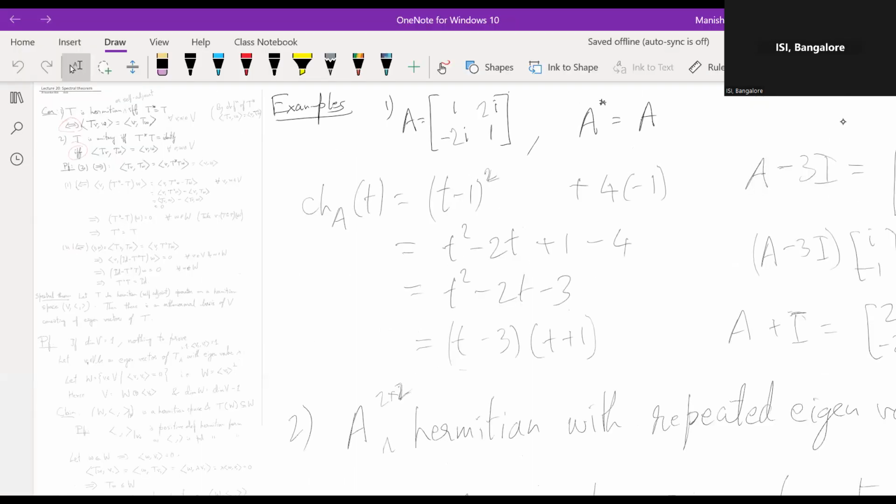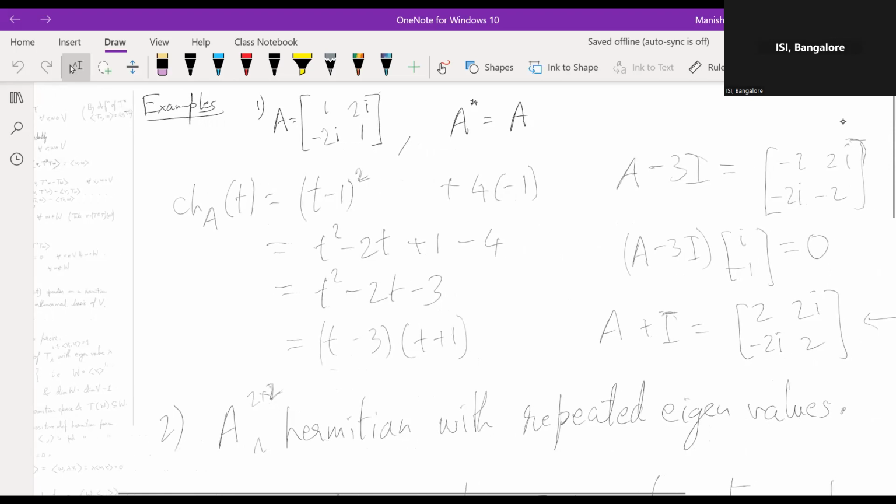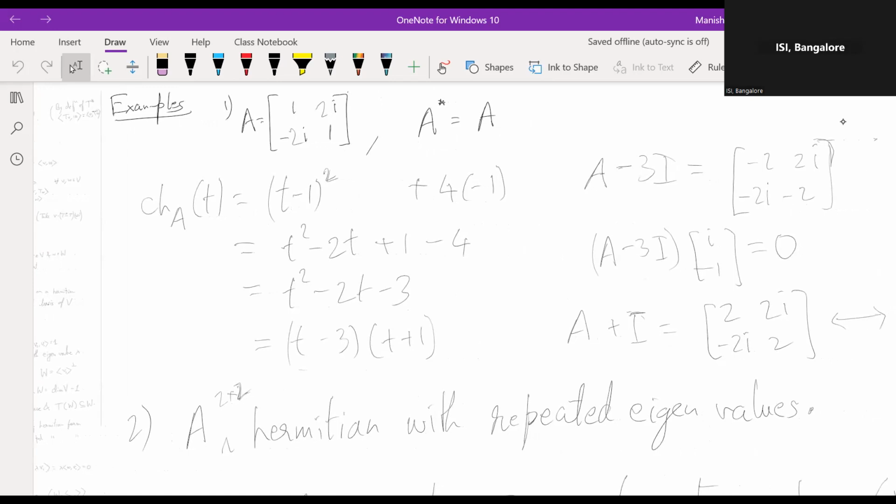Okay. Yeah, so you get that the eigenvalues are 3 and minus 1. And then once you know the eigenvalue, it's easier to figure out the eigenvector. So if the eigenvalue is 3, how do you figure out the eigenvector? You try to find what is in the kernel of A minus 3I. So you calculate A minus 3I. That is what I'm doing here. So it's minus 2, 2i, minus 2i, minus 2.